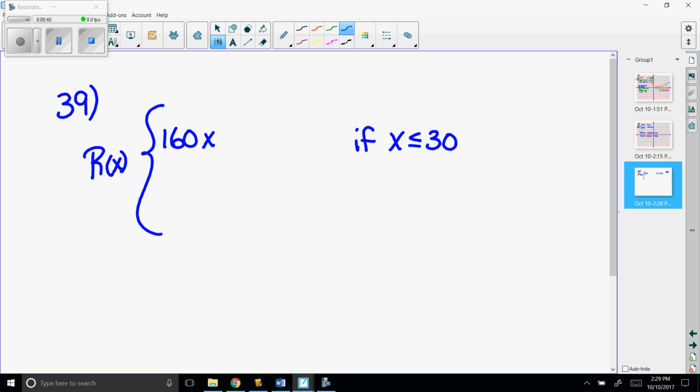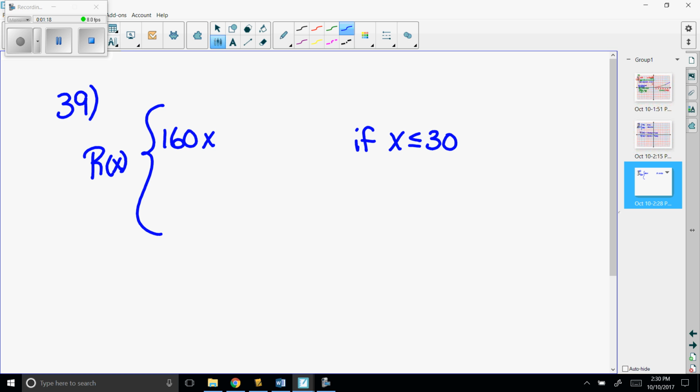But the tricky part comes with the second part that says the fare will be reduced by $2 for each person exceeding 30 who makes the trip. Oh, so this isn't if it's over 30, this is just people past 30. For each person past 30, we're going to reduce the fare by $2.